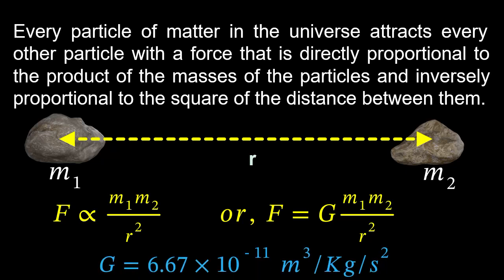The value of capital G is 6.67 multiplied by 10 to the power minus 11 meter cubed per kilogram per second square.